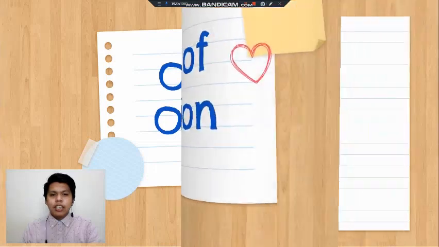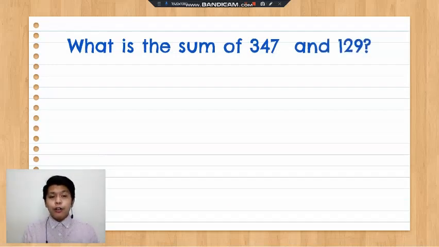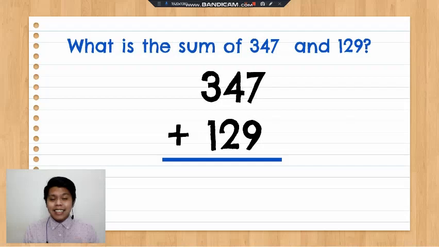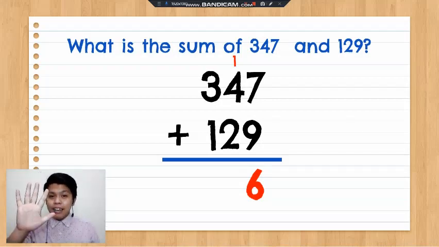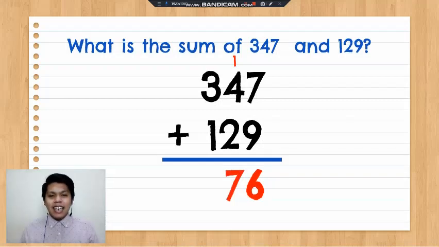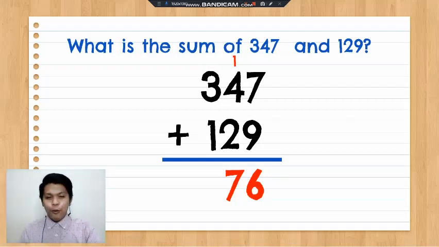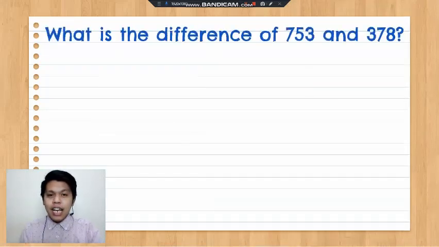Orders of operation. So let's start off with a simple problem. What is the sum of 347 and 129? In solving this one, remember you start off with the ones place. It is 16. Now you have to carry 1 over to the tens place. Then add 1 plus 4, 5, plus 2 equals 7. Well done. And then the last one, 3 plus 1 is equal to 4. Great.